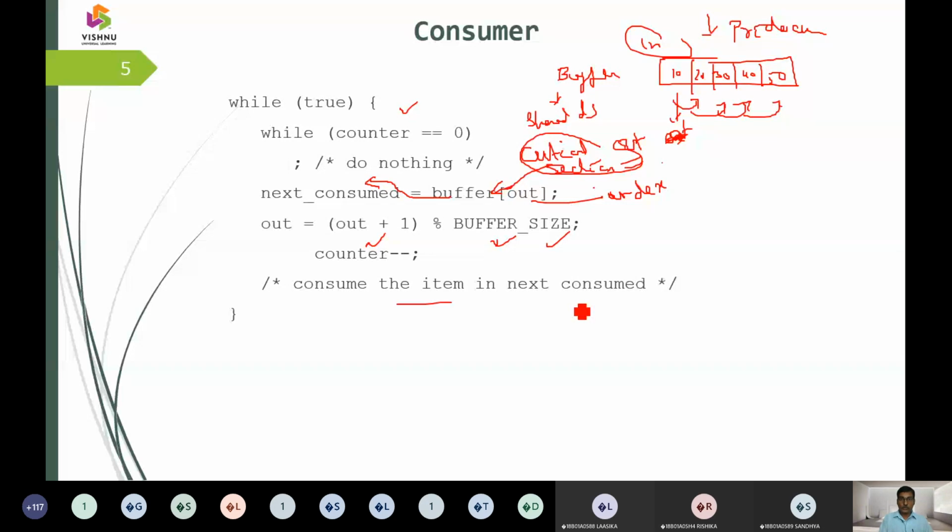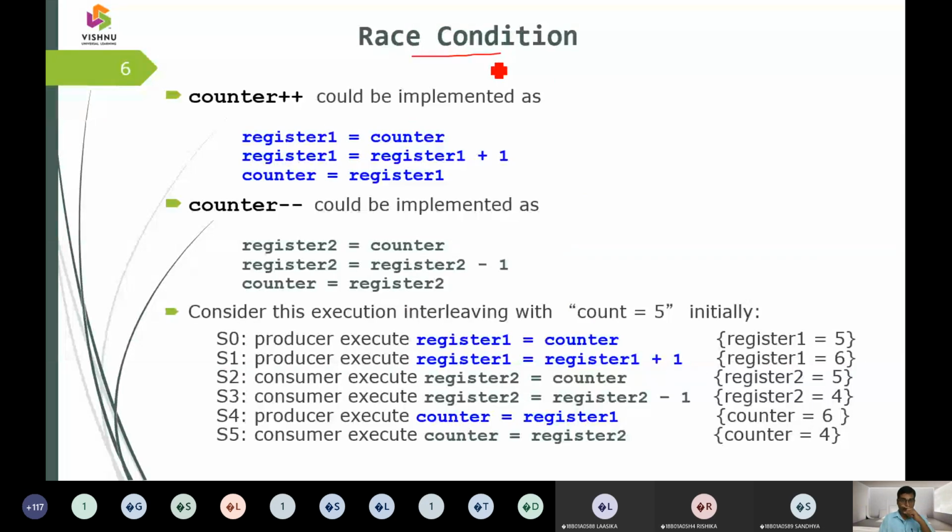So when we are going to work on this race condition, so race, we are going to say the race.